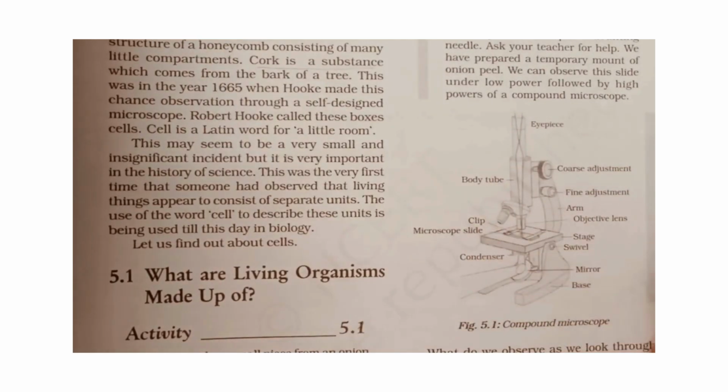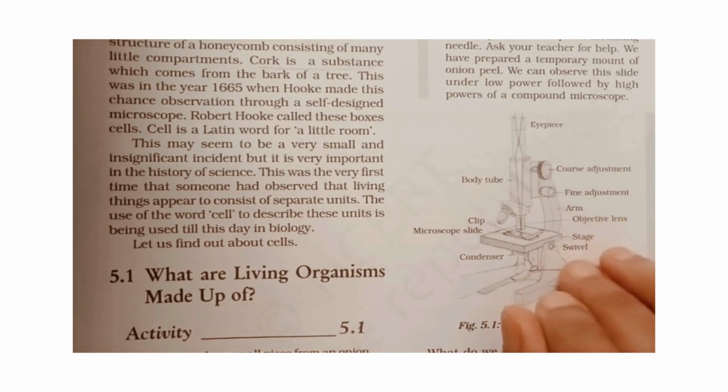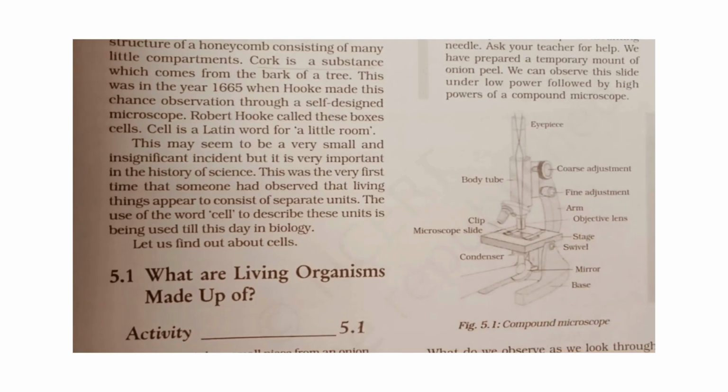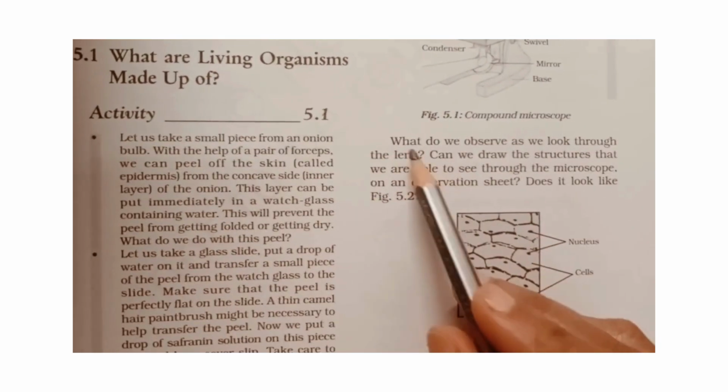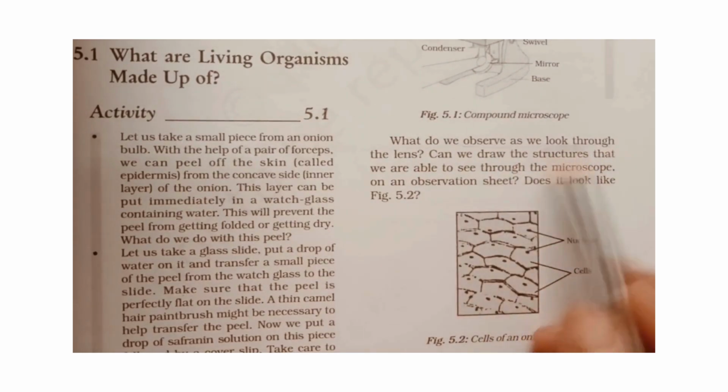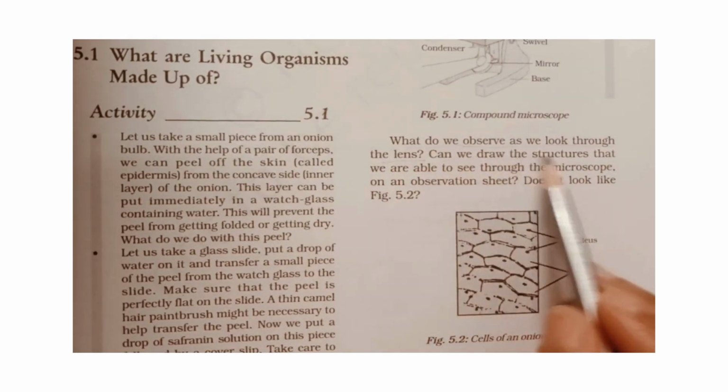Now this is where they have given you the structure of a compound microscope and this is what we use in our labs. So in our school's bio labs we use a compound microscope. In your bio practical they will ask you to make a picture or diagram of this, and they can ask you questions related to this. So what has Mr. Hooke observed? What do we observe when we look through the lens?